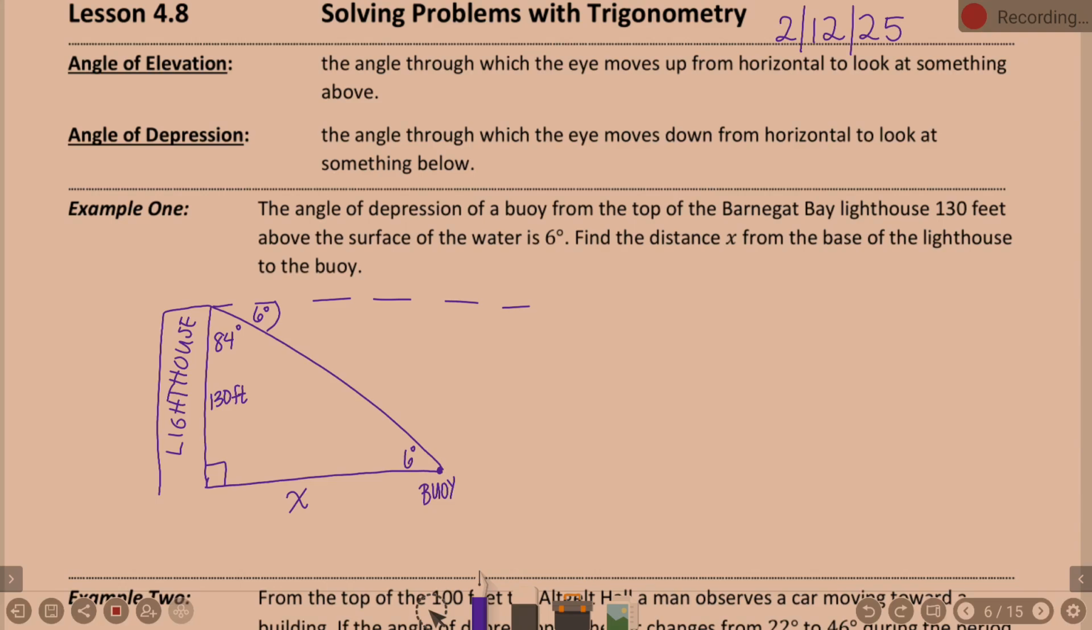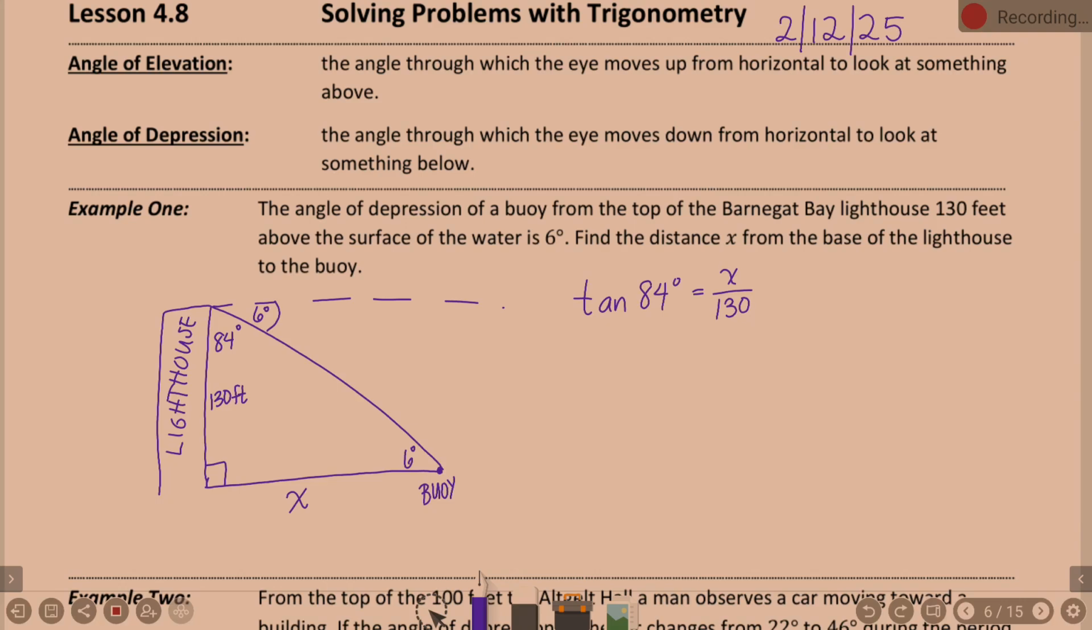Okay. Give me a way to find x. Personally, I would go tangent of 84 equals x over 130. Is that an option? Okay. He says tangent of 84. What's tangent? TOA. Opposite over adjacent. So x over 130.